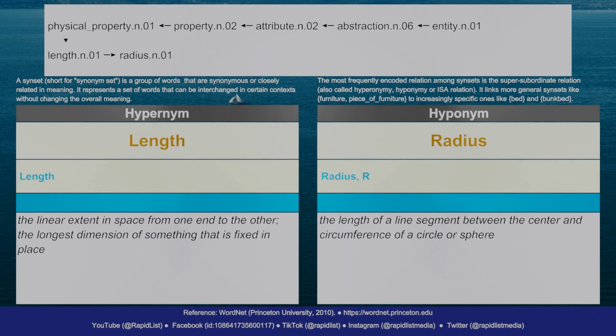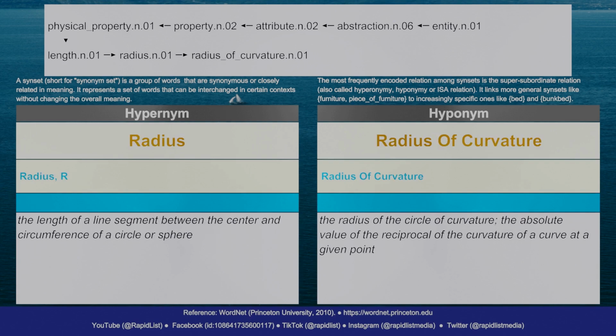Radius. The length of a line segment between the center and circumference of a circle or sphere. Radius of curvature. The radius of the circle of curvature, the absolute value of the reciprocal of the curvature of a curve at a given point.